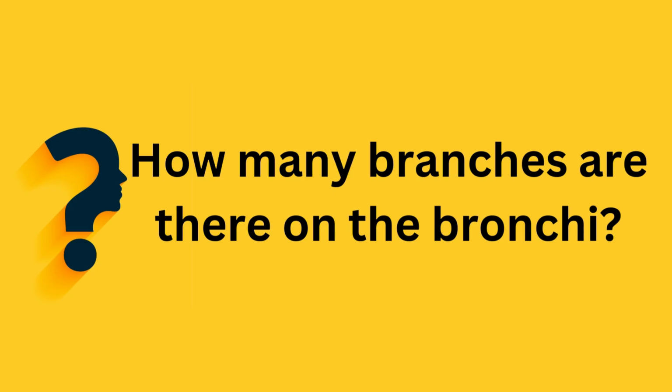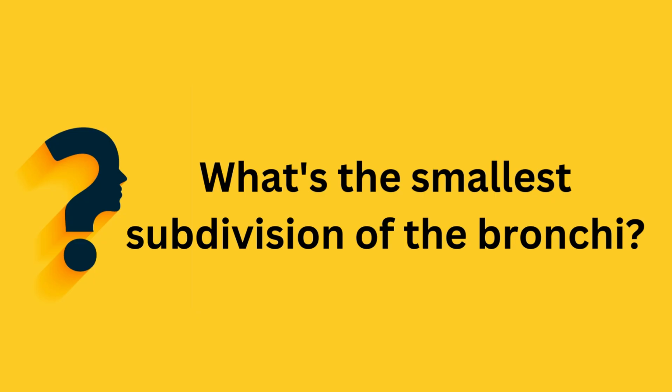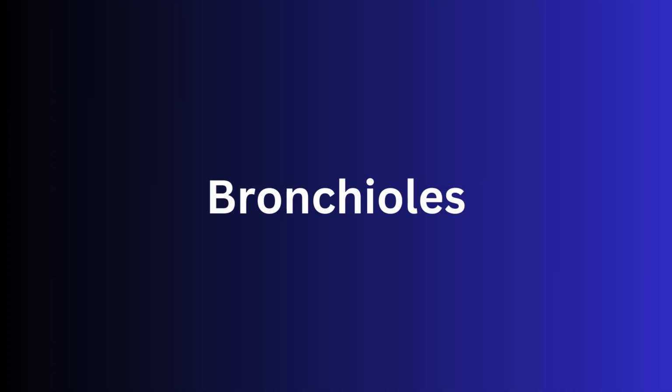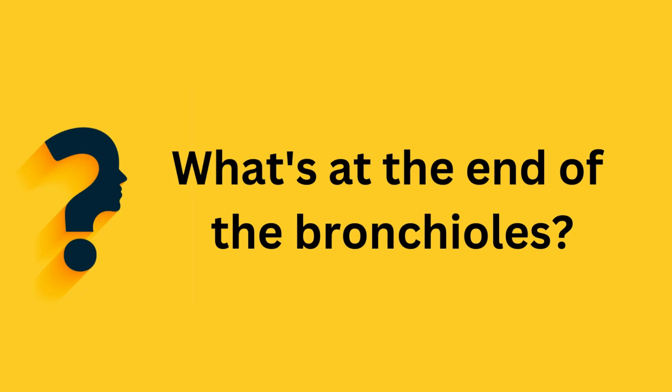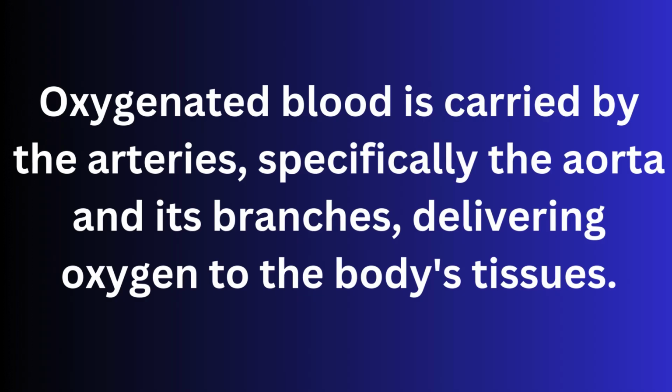How many branches are there on the bronchi? 2 branches of the bronchi, right and left. What's the smallest subdivision of the bronchi? Bronchioles. What's at the end of the bronchioles? Alveoli.